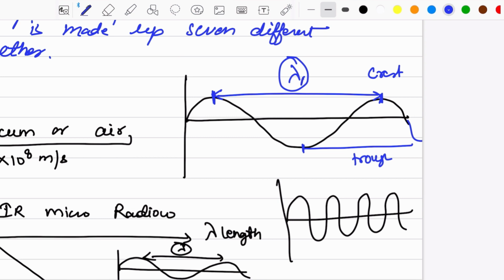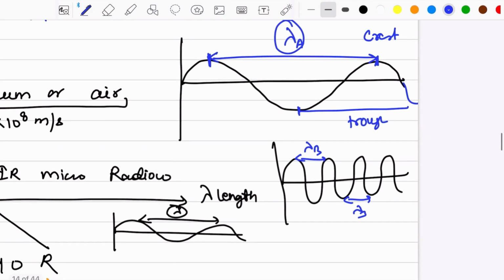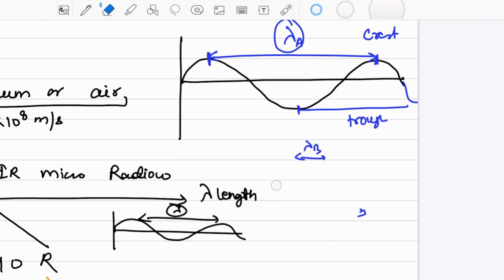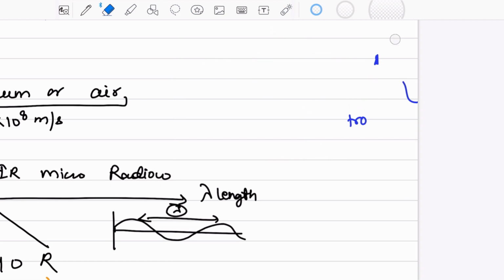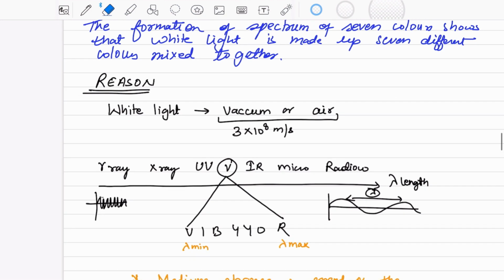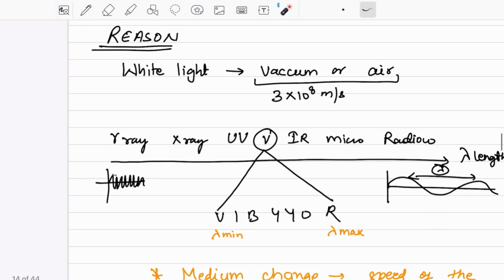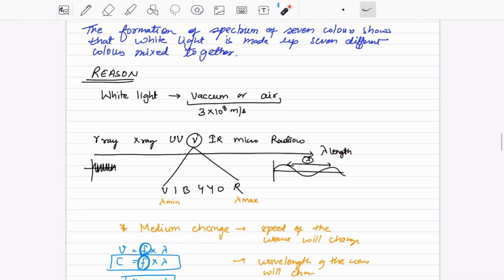The distance between 2 consecutive crests or 2 consecutive troughs is known as the wavelength of that particular wave. So this is wavelength A and this is wavelength B. This is also wavelength B, right? Either this or this, not the sum of both, okay? Lambda B. So it is very clear that lambda A is greater than lambda B. So that's how radio waves have more wavelength and gamma rays have less wavelength. You can see here, they have very small wavelength, whereas the radio waves have very large wavelength.